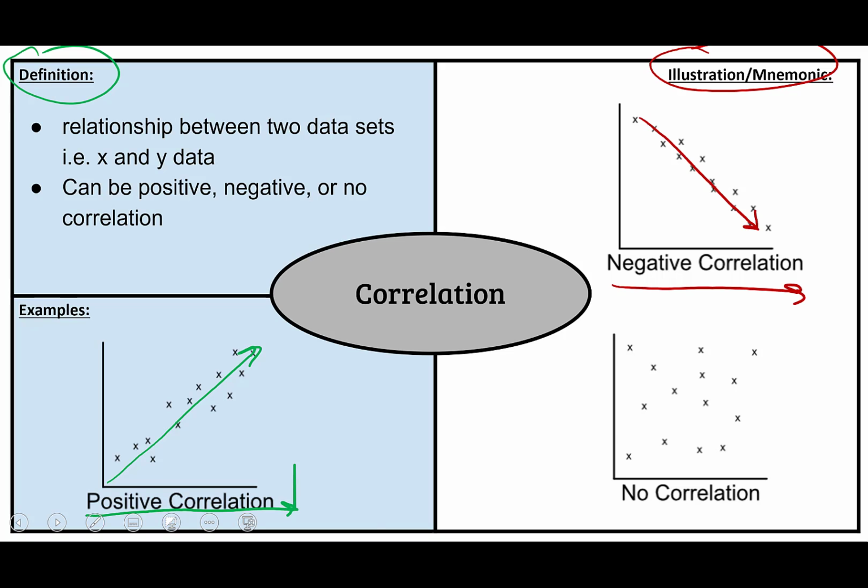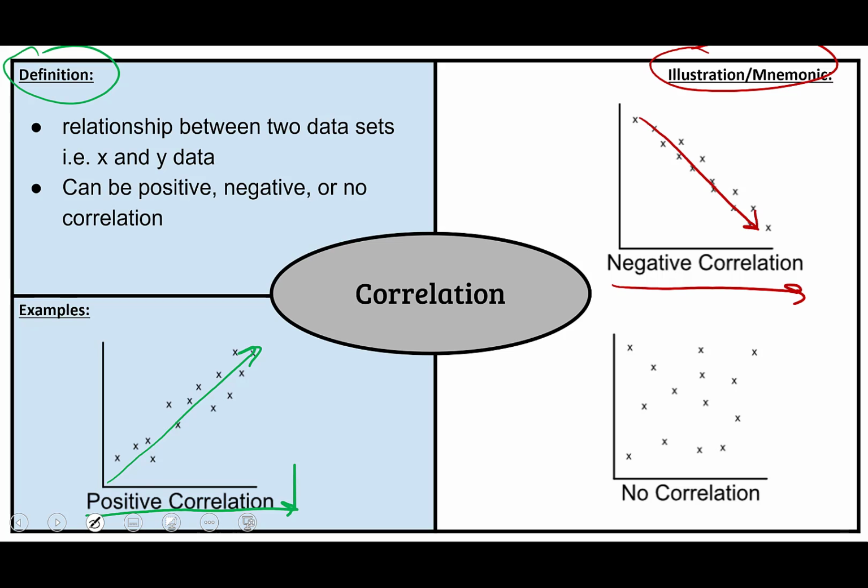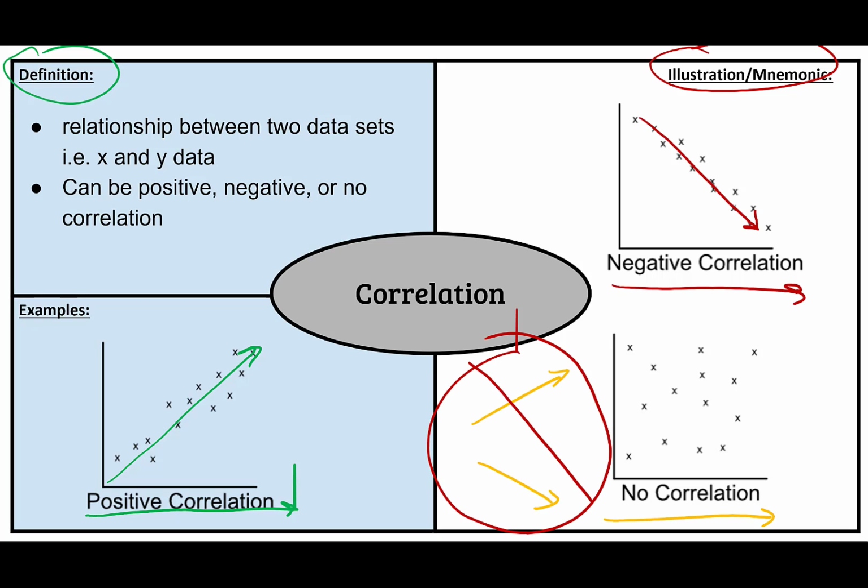And then, of course, we have no correlation. No correlation can be sometimes difficult for students to identify, but essentially there is no real trend. I cannot identify, in reading left to right, any type of positive or negative correlation. So if it becomes too difficult for you to identify whether or not there is a positive correlation or a negative correlation, odds are you have no correlation.